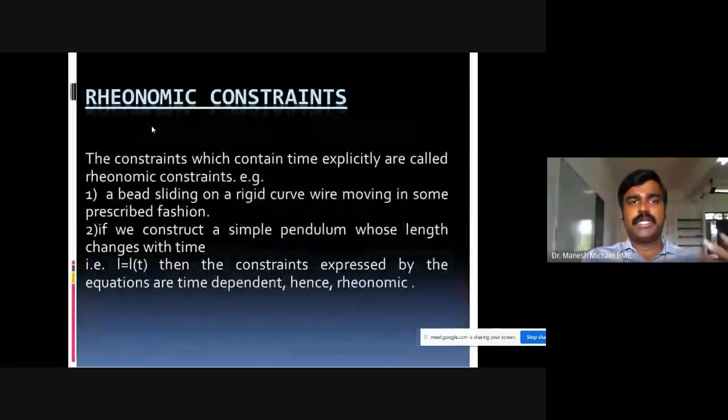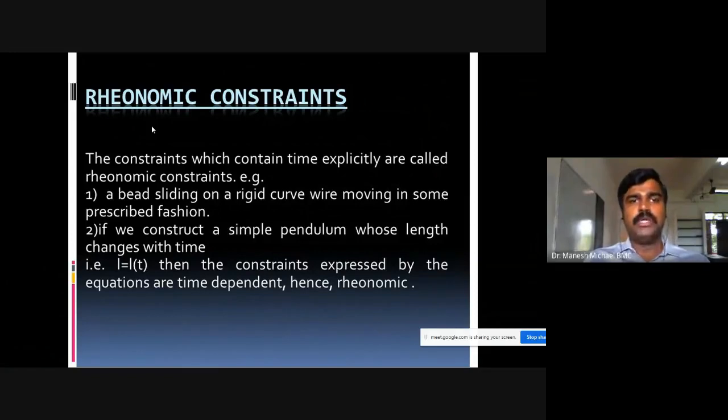There is another category which is exactly the opposite of scleronomic constraints, which is known as rheonomic constraints. Rheonomic constraints are constraints which are explicitly dependent on time. So, time-dependent constraints. A bead sliding on a rigid curve moving in some prescribed fashion is an example of a rheonomic constraint. Another major example is a simple pendulum whose length is changing with time. That is, you have an extensible string, so that L is a function of time. Then the constraint expressed by the equations is time dependent. Hence, it is a rheonomic constraint.